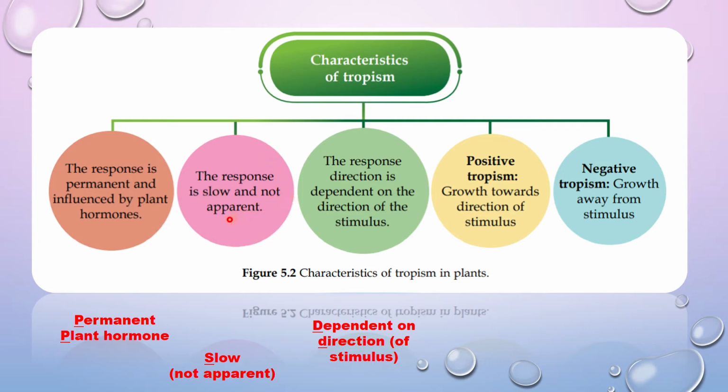Tidak ketara. Okay, tidak jelas dia punya gerak balas itu. Okay, so the third one is that the response direction is dependent on the direction of the stimulus. And this brings us into these two branching: positive tropism, which means growth of certain parts of the plants towards the direction of the stimulus. If it is away from the stimulus, then we call it negative tropism.